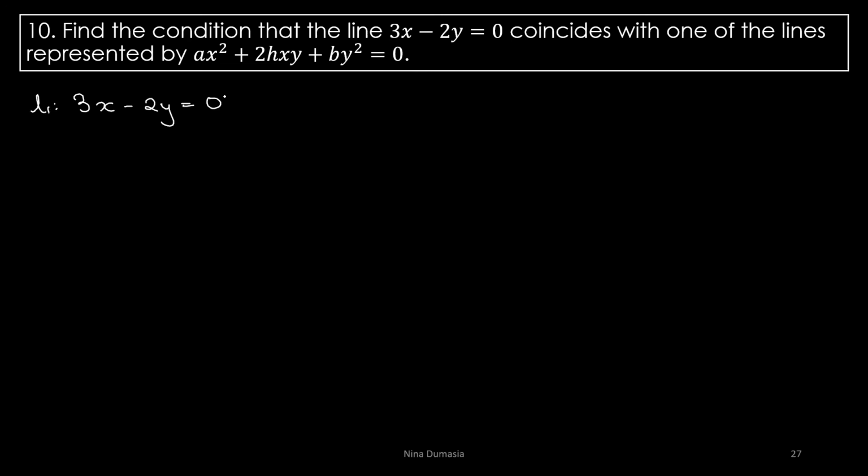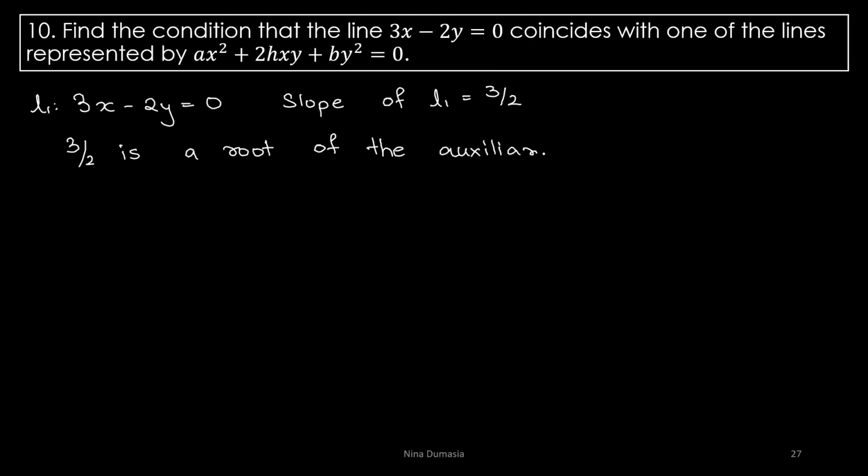Suppose I call this L1. Then the slope of L1 is, so I take y to the other side, and then the coefficient of x is 3 by 2. So its slope is 3 by 2. Therefore it will satisfy the auxiliary equation. So 3 by 2 is a root of the auxiliary equation, which is equal to bm square plus 2hm plus a is equal to 0. And therefore it has to satisfy this equation.